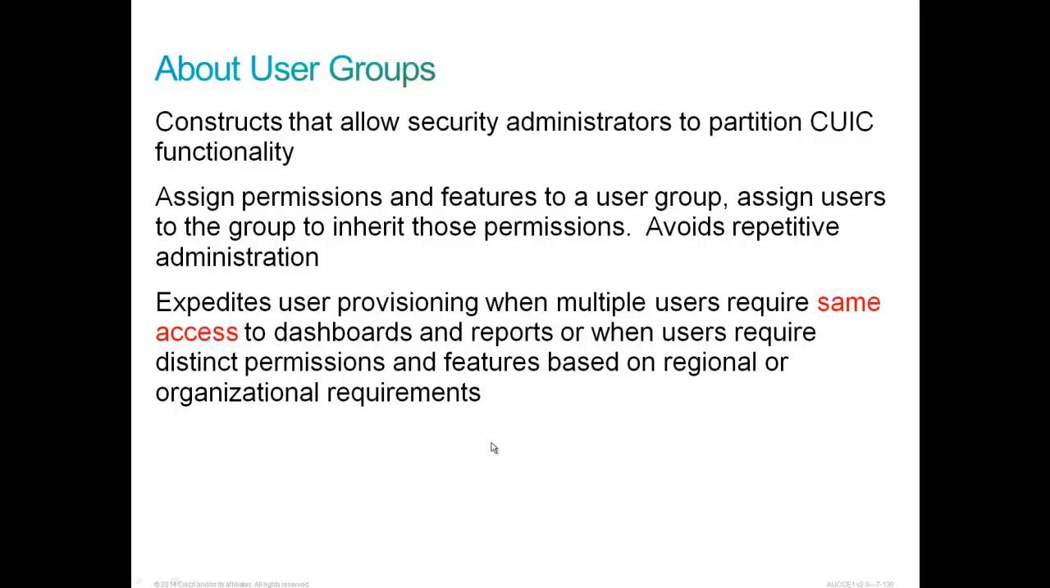User groups are constructs that allow security administrators to partition CUIC functionality. We can assign permissions and features to a user group and then assign users to the group as members to inherit those permissions. It avoids repetitious administration for each and every user. This expedites user provisioning when multiple users require the same access to dashboards and reports, or when users require distinct permissions and features based on regional or organizational requirements.